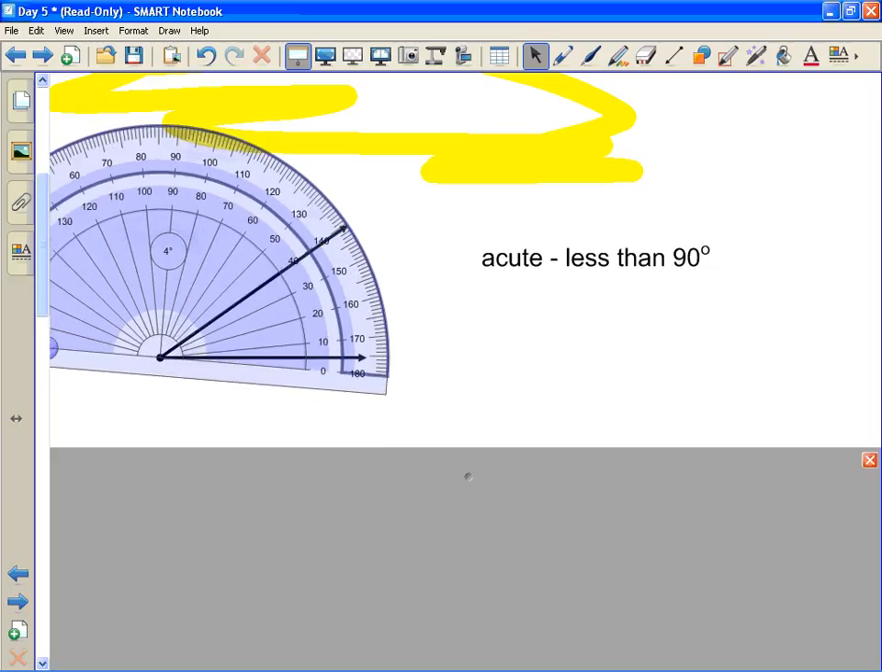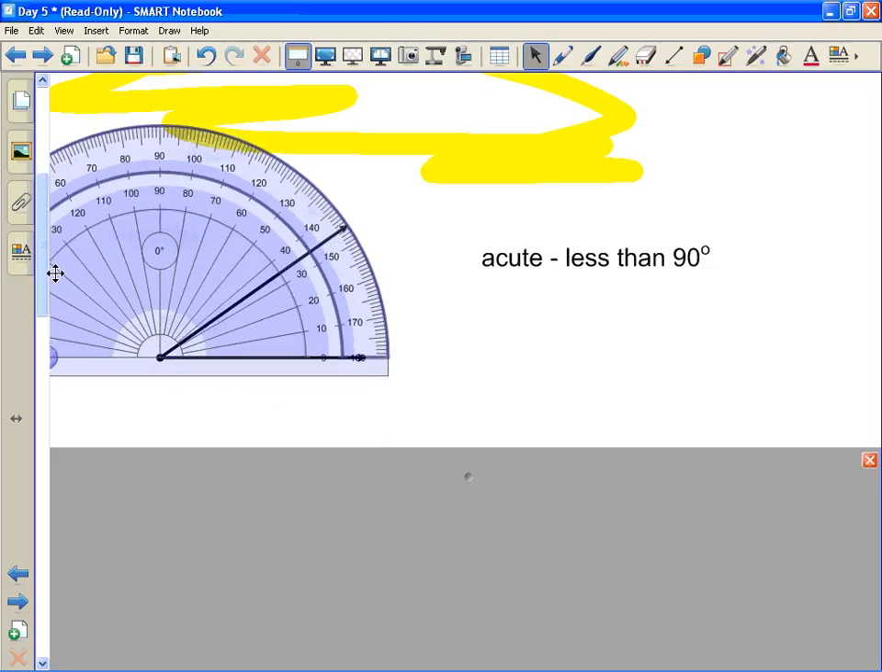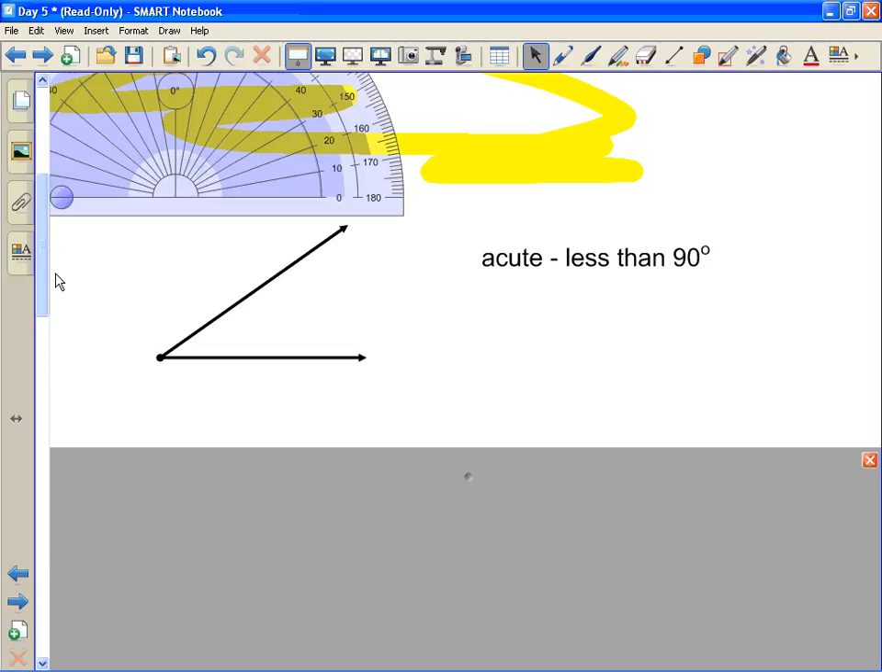Now depending on which measure you get, that's going to help us classify the angle according to its measure. So since this one is 35 degrees, and that's less than 90 degrees, this is an acute angle. Any angle that is less than 90, so anything below this, anything in this range here, from 0 up to 90, all those are acute angles.